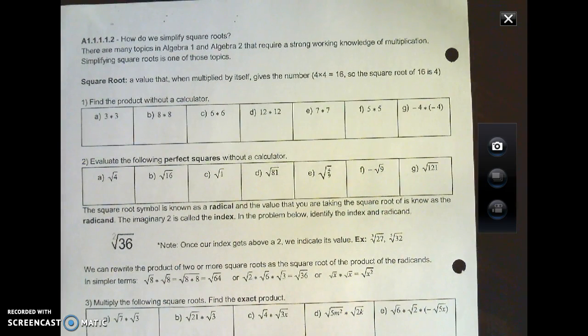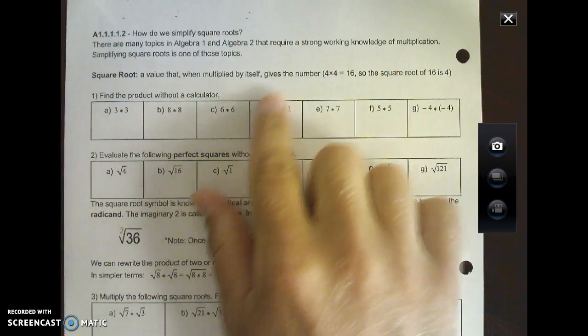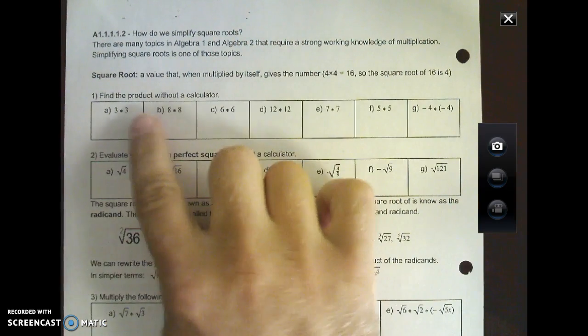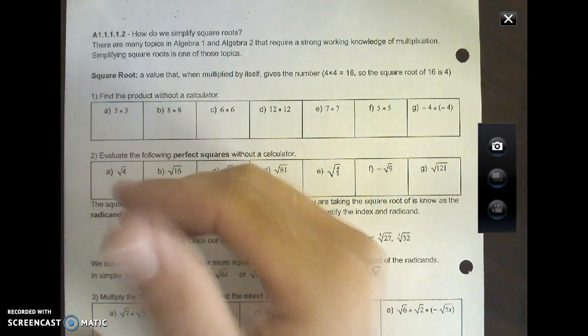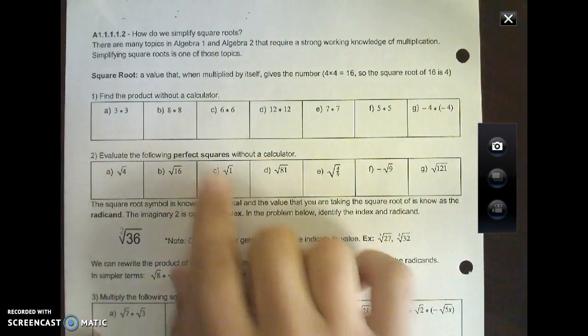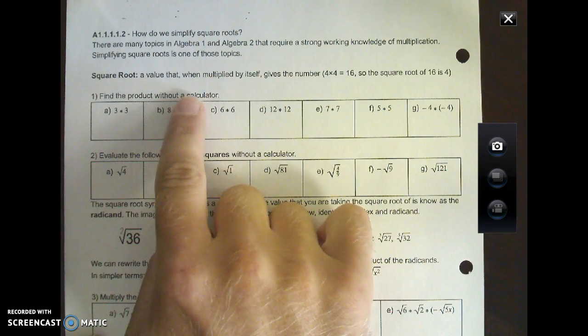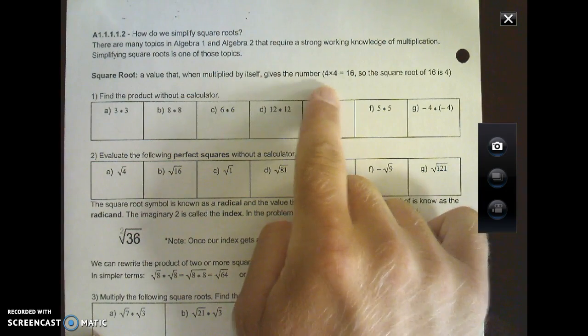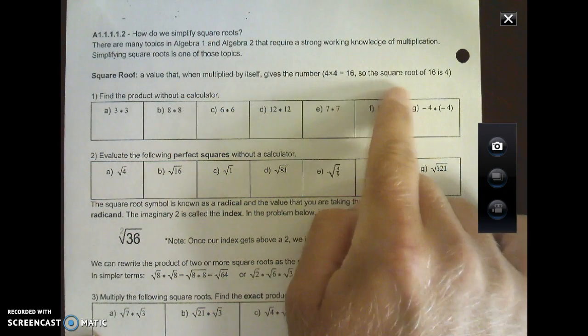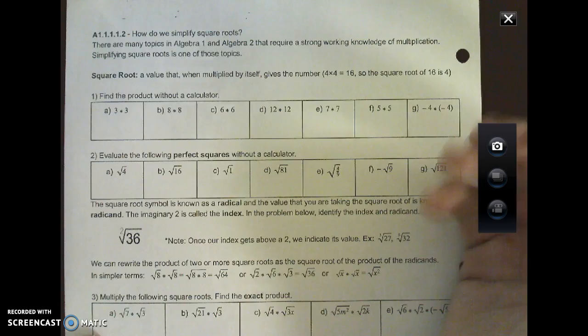Alright, here we go. There are many topics in Algebra 1 and Algebra 2 that require a strong working knowledge of multiplication. Simplifying square roots is one of these topics. So what is a square root? For many of you, this is the first time you're seeing this. It is a value that when multiplied by itself gives a number. So for example, 4 times 4 equals 16, so the square root of 16 is 4. Okay, you're working backwards.